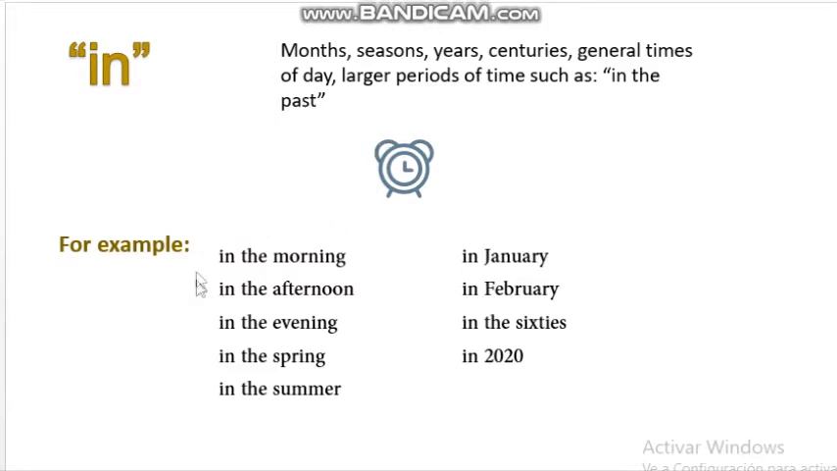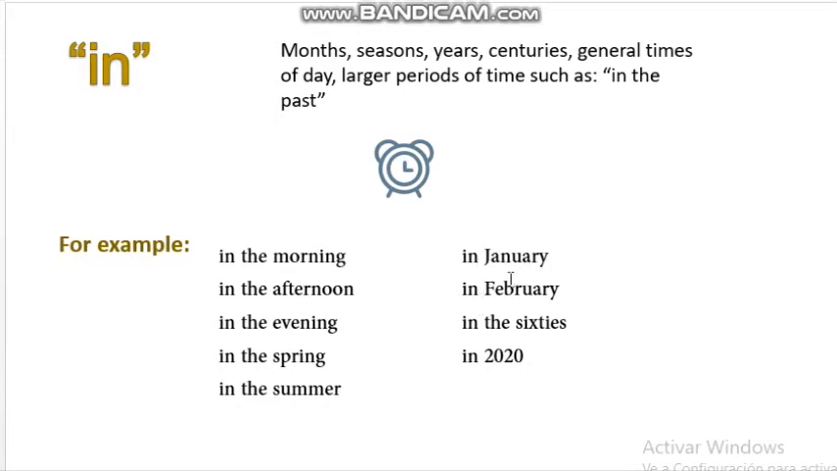We have some examples that we use with in: in the morning, in the afternoon, in the evening, in the spring, in the summer. In the spring, in the summer, it could be in the winter, and in the autumn. Autumn is also called fall. So we use in with the seasons.